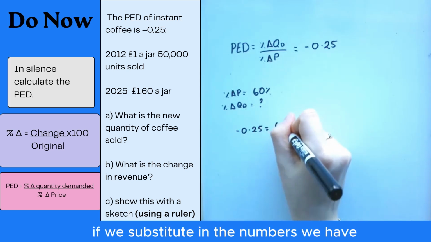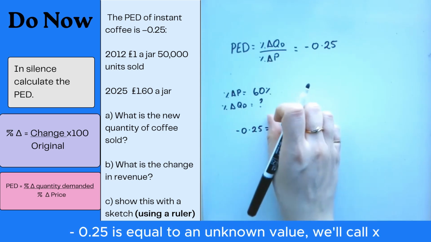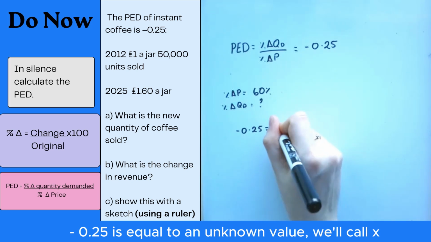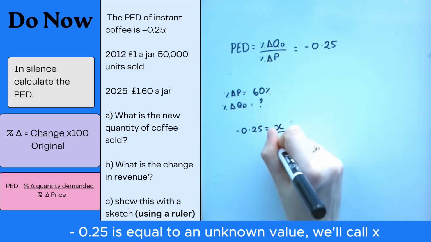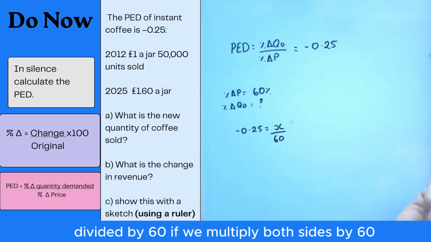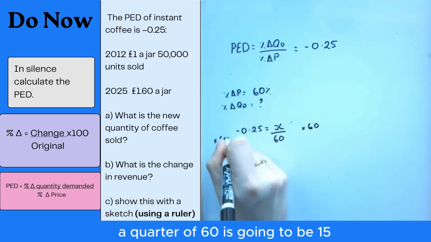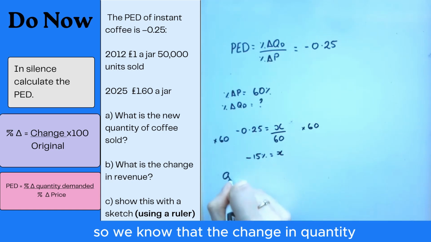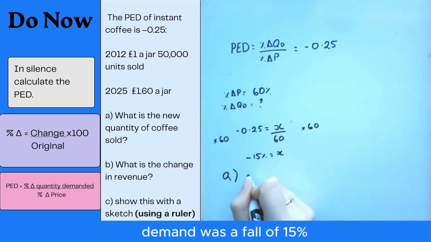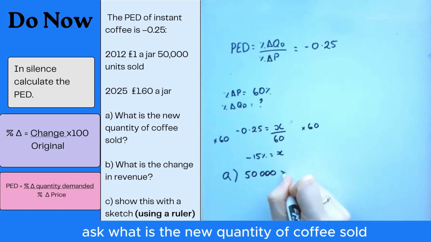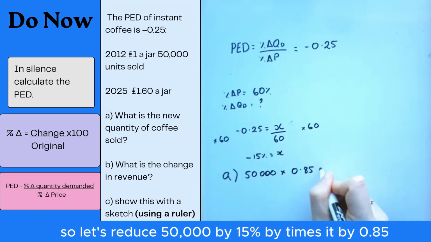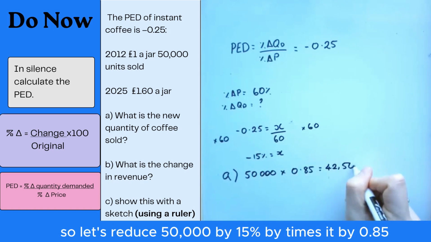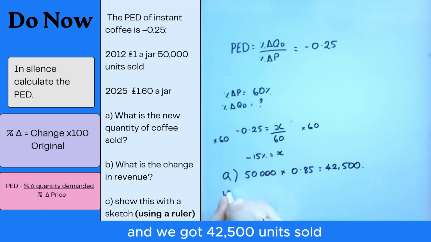If we substitute in the numbers we have, negative 0.25 is equal to an unknown value we'll call x divided by 60. If we multiply both sides by 60, a quarter of 60 is going to be 15. So we know that the change in quantity demand was a fall of 15%. So question A asks, what is the new quantity of coffee sold? So let's reduce 50,000 by 15% by timesing it by 0.85, and we got 42,500 units sold.